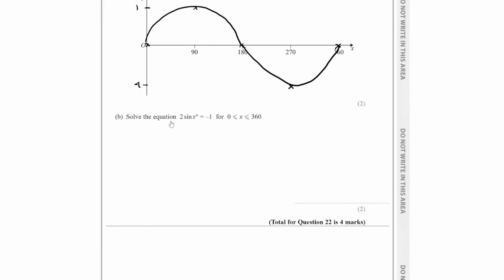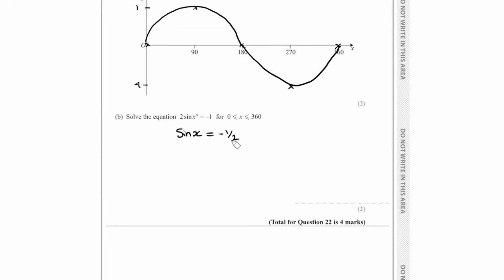Part B, solve the equation 2 sine x is equal to minus 1 for that same range. So what I would probably do is rearrange this to get sine x as the subject. So that would just mean dividing by 2. So we've got negative half. Now I'm going to use my graph here actually, just to give me an idea.